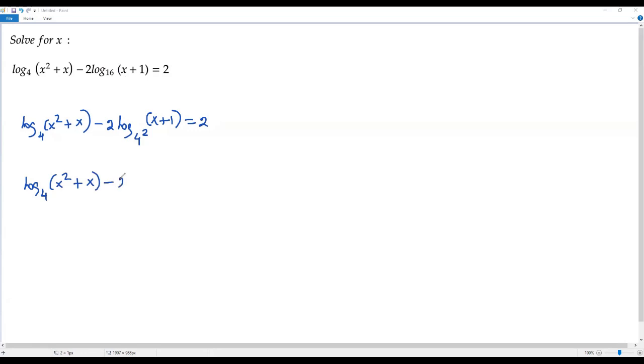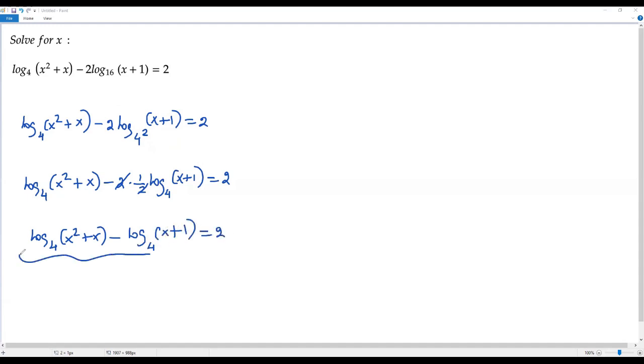Minus 2 times. Now, the base of the second logarithm over here is a power. Whenever the base of a logarithm is a power, the exponent we have at the base can be taken in front of the logarithm. When I take this exponent 2 in front of the logarithm, it will become its reciprocal. That is, the 2 will become 1 over 2. That is 2 times 1 over 2 log. Since we have moved this exponent 2 in front of the logarithm, we just have base 4 over here. That is log base 4 of x plus 1 equals 2. Okay, here this 2 will cancel out. Then I'm getting log base 4 of x square plus x minus log base 4 of x plus 1 equals 2.